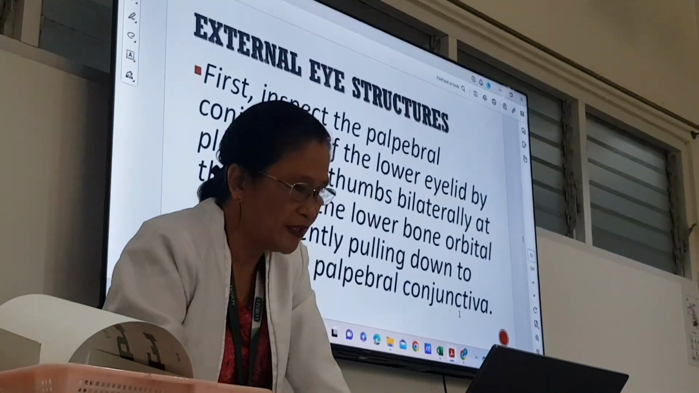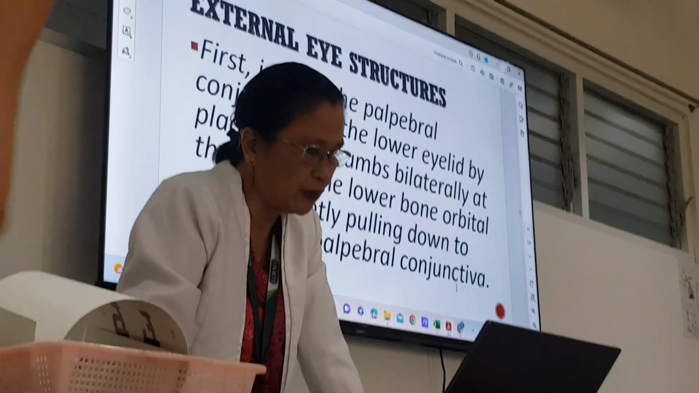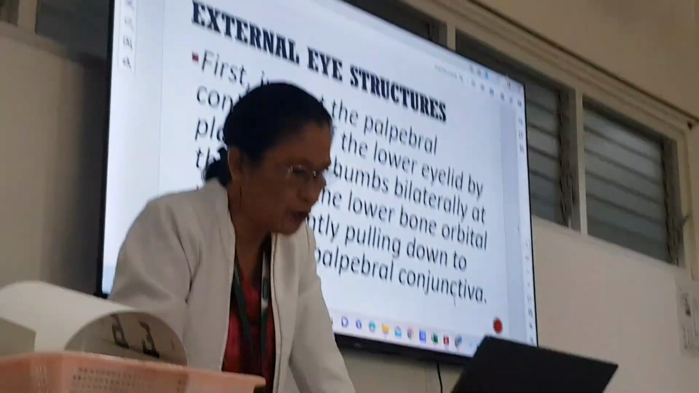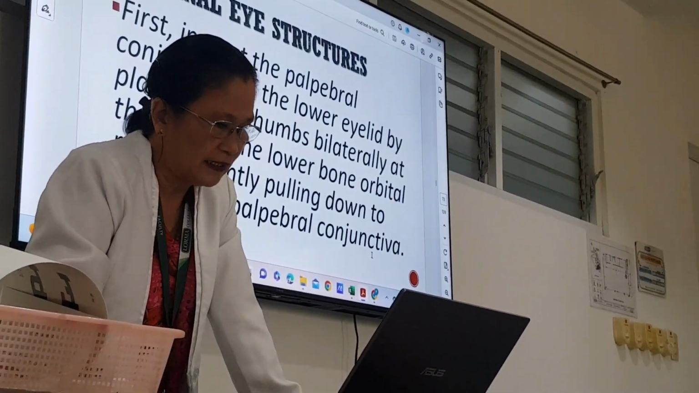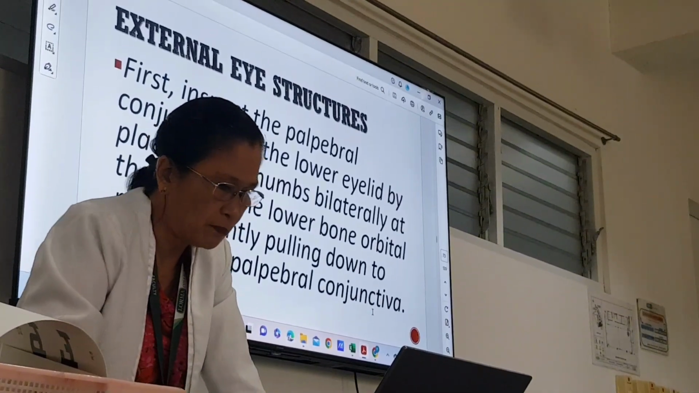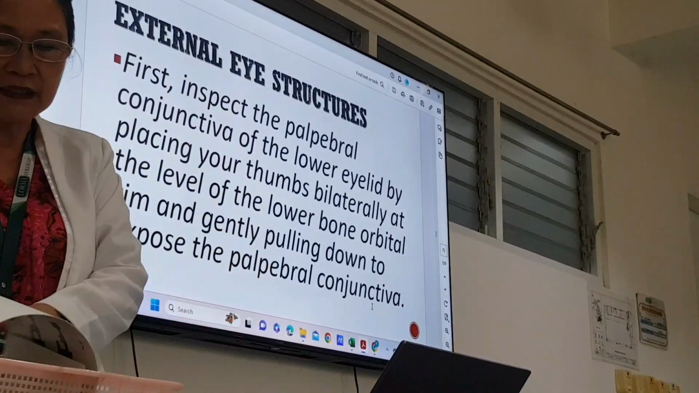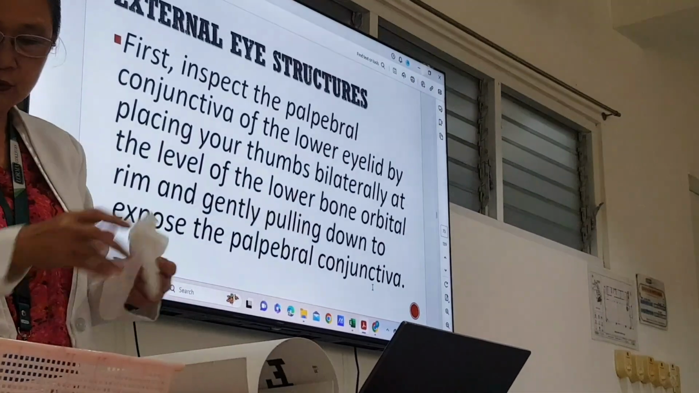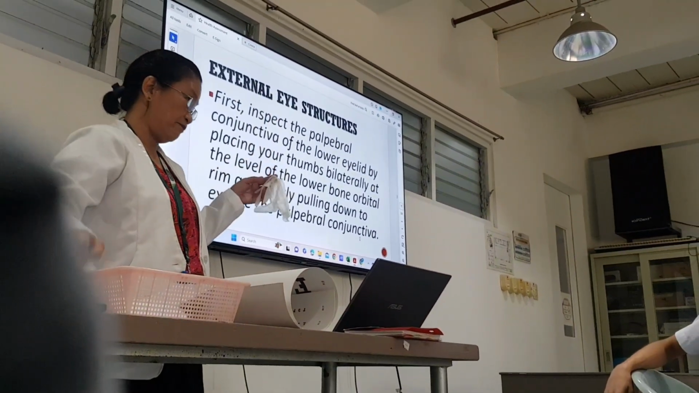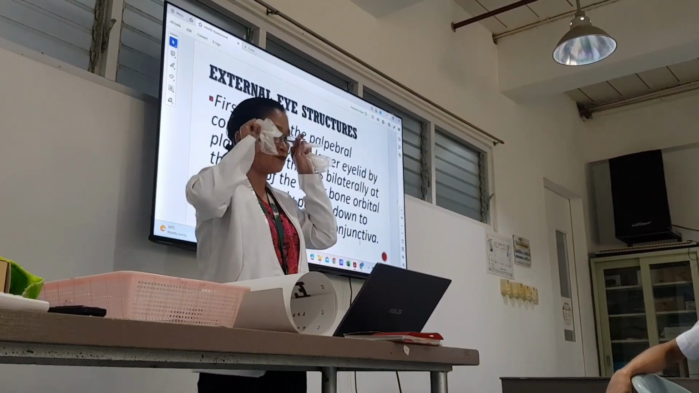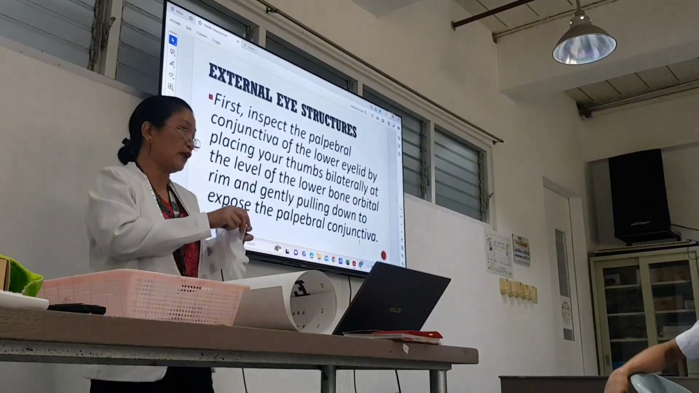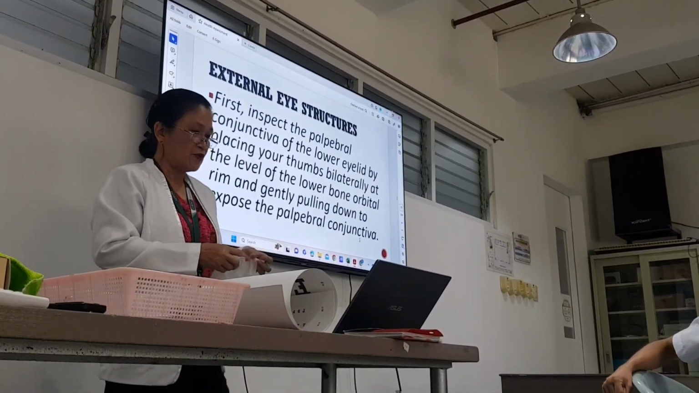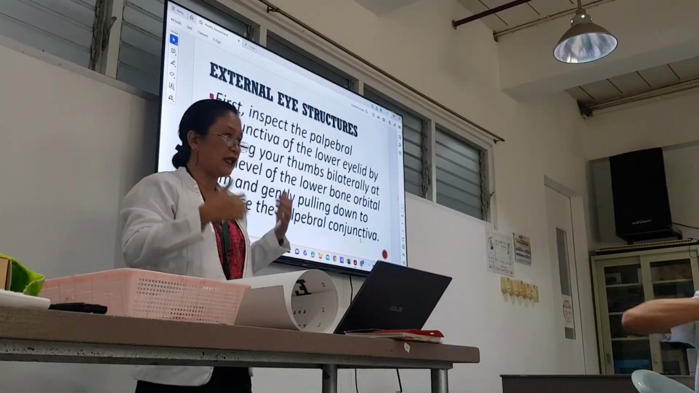Next. So, first, inspect the palpebral conjunctiva of the lower eyelid by placing your thumbs bilaterally at the level of the lower bony orbital rim, and gently pulling down to expose the palpebral conjunctiva. But if you are going to do that, always use your gloves. Kasi you do not know if the eyes of the patient, para hindi kayo ma-infect. This is to protect also yourself.